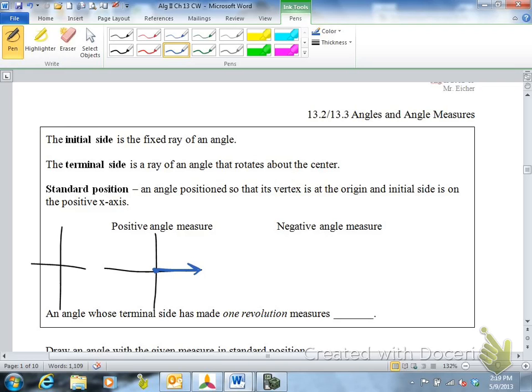Initial means the starting side. The terminal side is where you end up once you rotate around the center, 0, 0, which is the vertex. You can rotate a bunch of different ways. You could put an angle like this, or an angle that looks like this, down here. You can do a bunch of different angles.